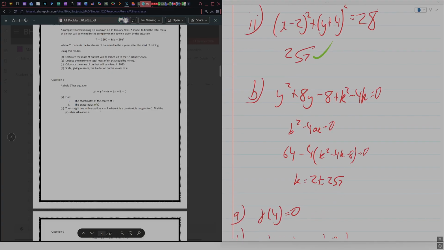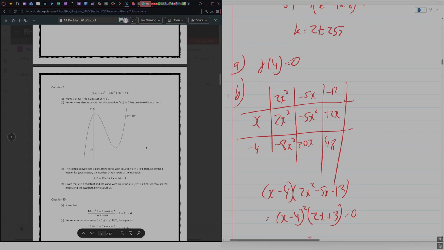And now it's asking where x equals k, as a constant, is a tangent, like we saw on the previous question. So it's easier to put it into the original version, not the completed square form. So you just substitute k into all the x's, and then you do the discriminant equals 0, and then you solve. Yeah.